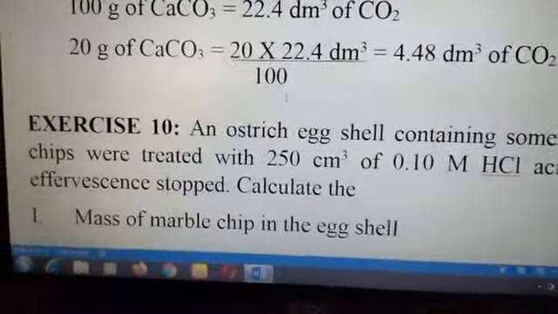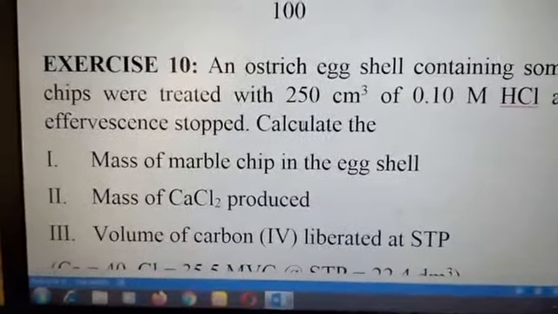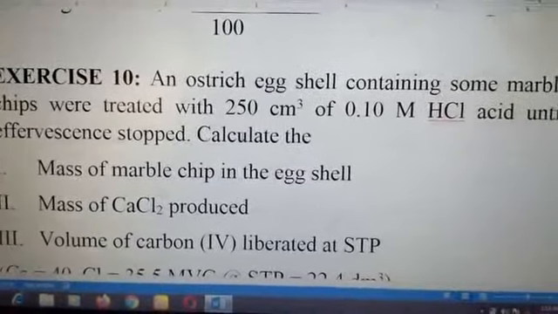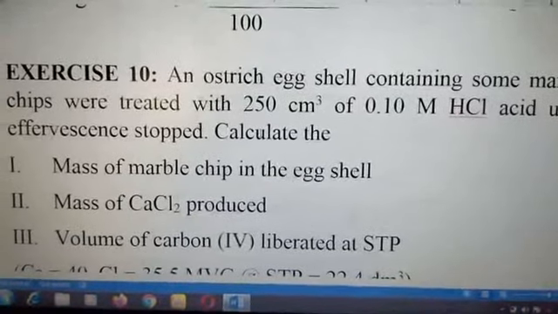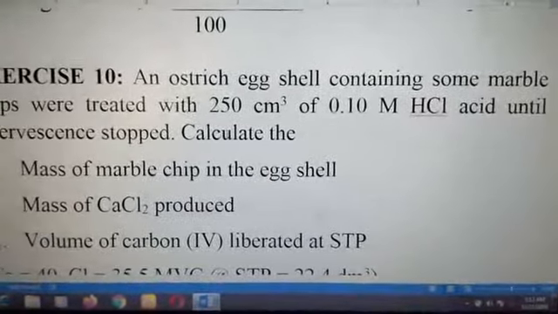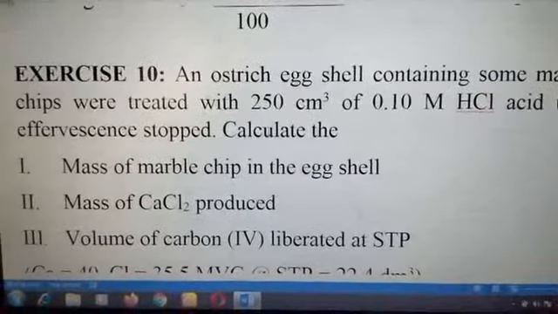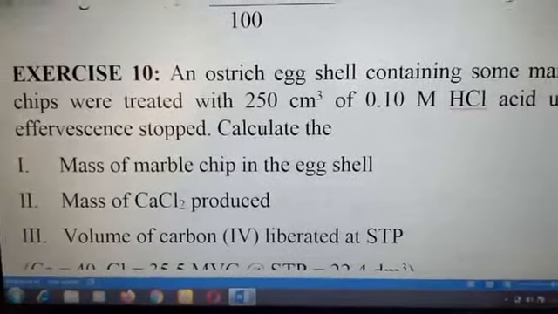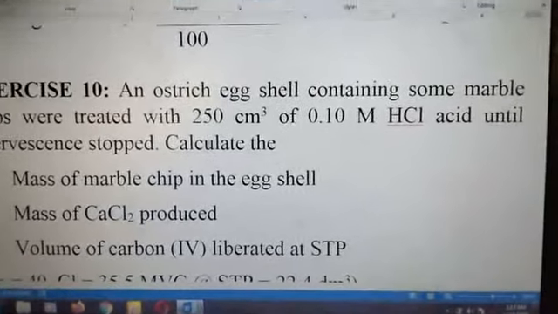Now, if you look at the question again, the ostrich egg shell contains some marble chips. Marble is nothing but calcium carbonate. Calcium carbonate can exist naturally as marble, can also exist naturally as limestone, and can also exist as chalk. So that is calcium carbonate. Marble there represents calcium carbonate, so the reactant in the egg shell is calcium carbonate.